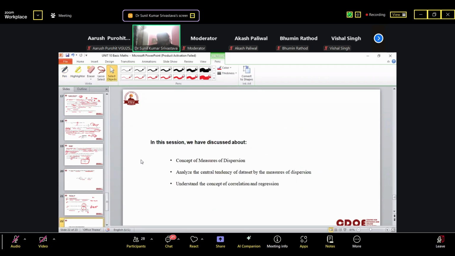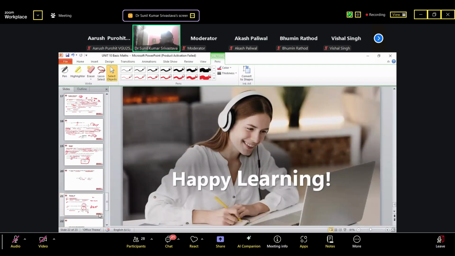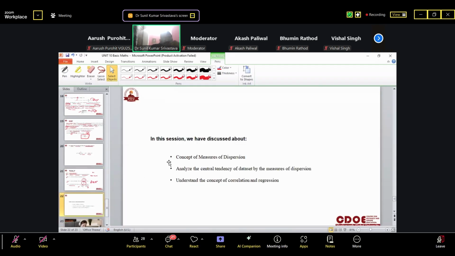So we have come to the learning outcomes of the session. Finally, the topic was measure of dispersion. In this session, with live interaction with you, we have discussed in detail the various topics of measure of dispersion. First of all, we clarified the concept: what is the meaning, why you are going to read this, and how this data is useful to describe the analysis of given data sets.